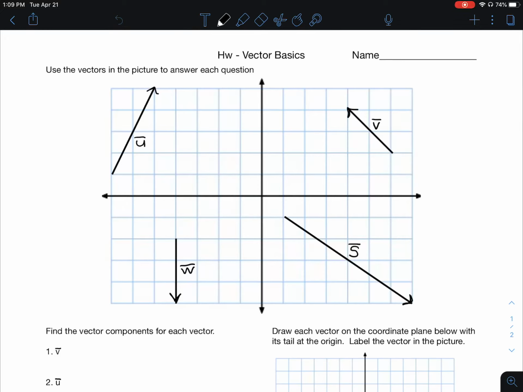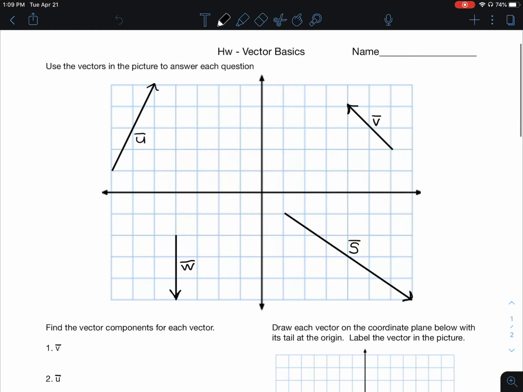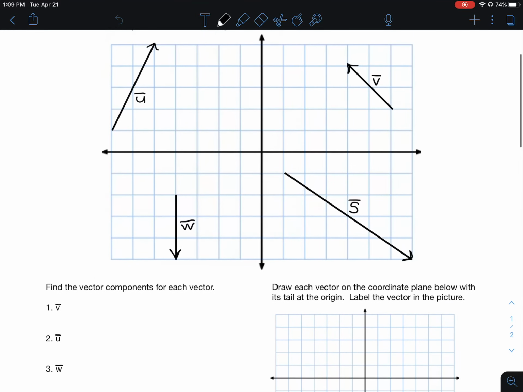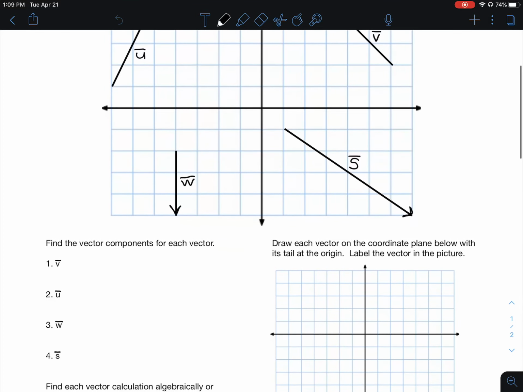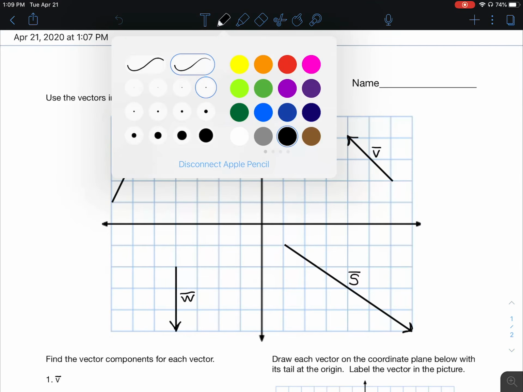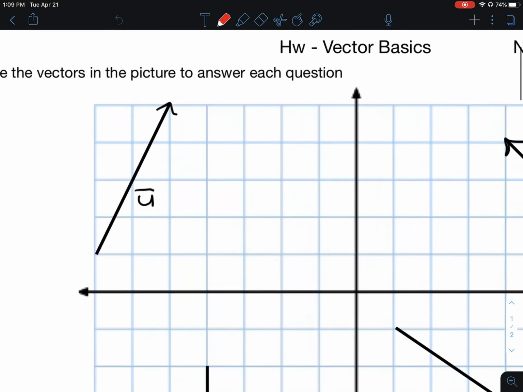All right, this is a homework for our first vectors. Use the vector in the picture to answer each question. Questions 1 through 4, find the vector components of each vector. So I'm going to do that in this picture, then I'll add it down below.